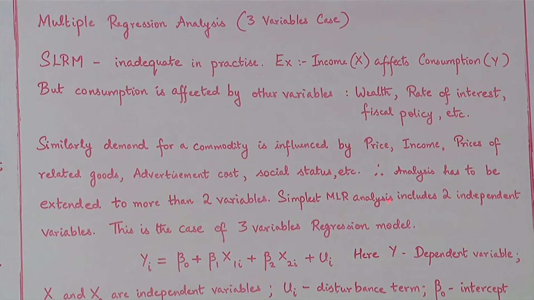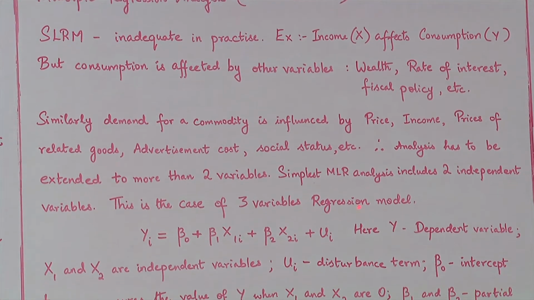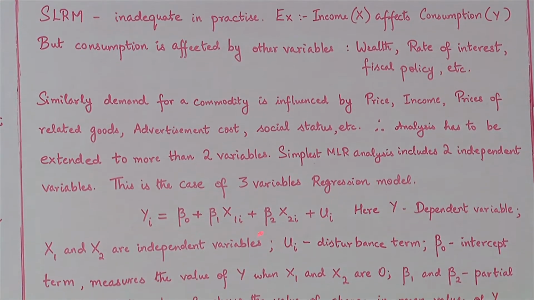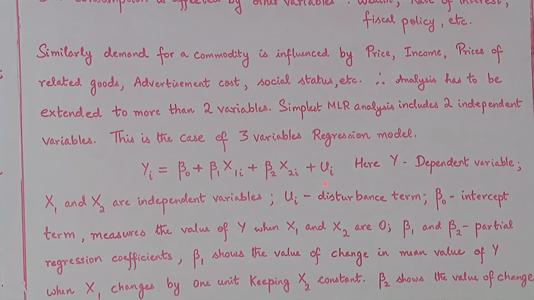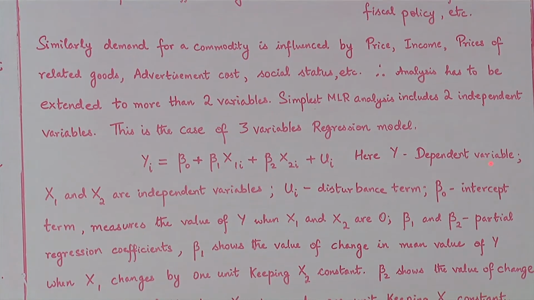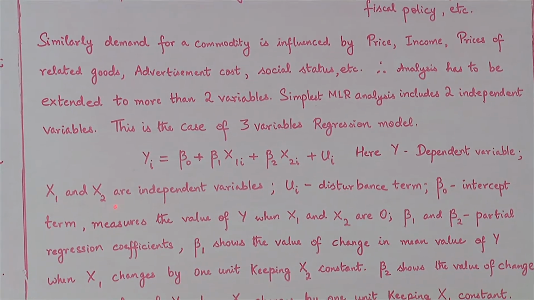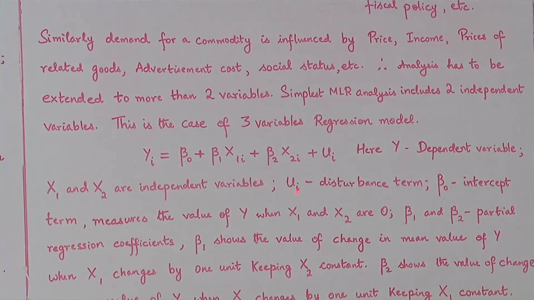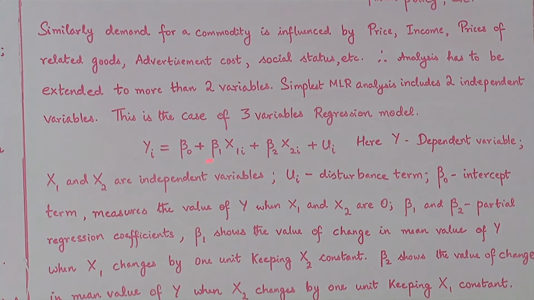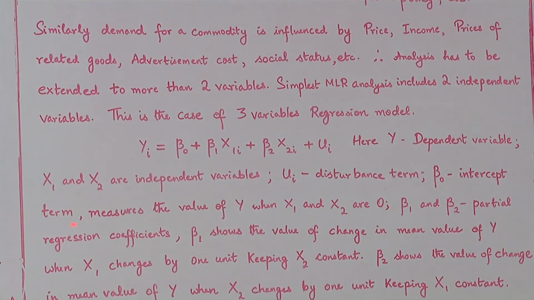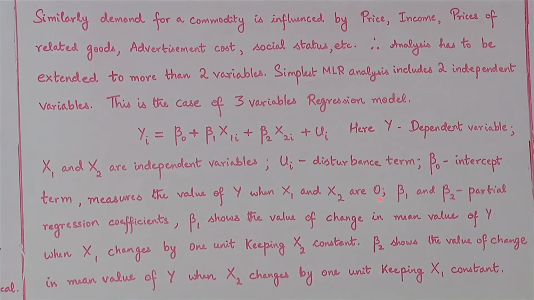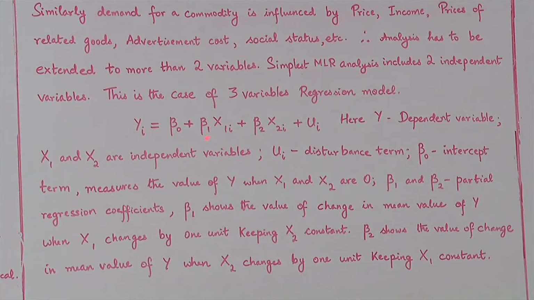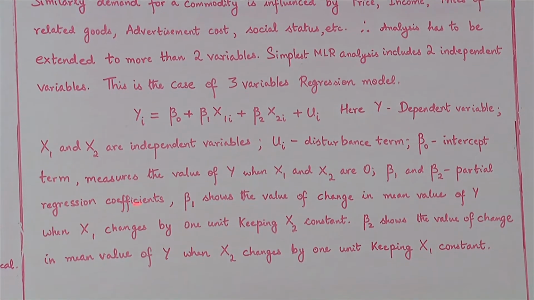So, the simplest MLR analysis includes 2 independent variables. This is the case of a 3 variable regression model. So, look at this case. We have yi is equal to beta naught plus beta 1 x1i plus beta 2 x2i plus ui. Here, y is the dependent variable, x1 and x2 are independent variables, ui is the disturbance term, beta naught is the intercept term which measures the value of y when x1 and x2 are 0. Beta 1 and beta 2 are partial regression coefficients.